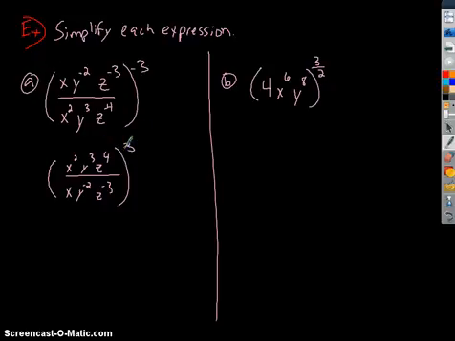Next thing I understand is, if I'm going to cube this, I need to cube everything in there. So every exponent needs to be raised to the 3rd power. So that makes this now x to the 6th, and then y to the 9th, and z to the 12th, divided by x to the 3rd, y to the negative 6th, and z to the negative 9.